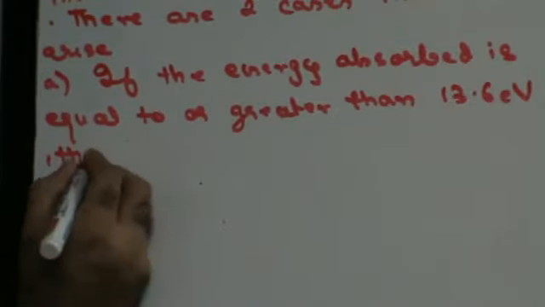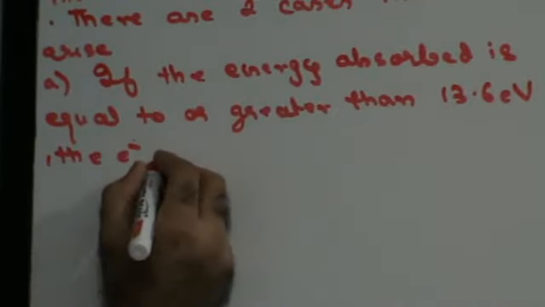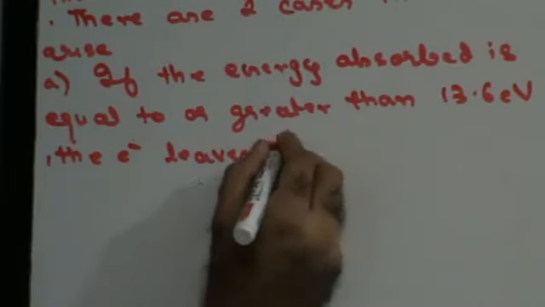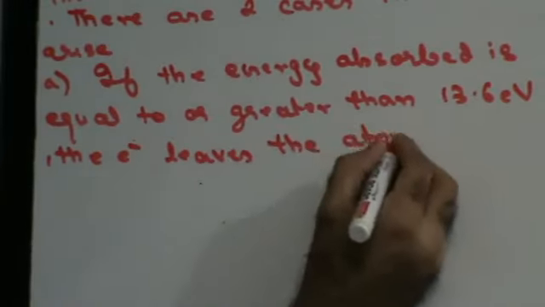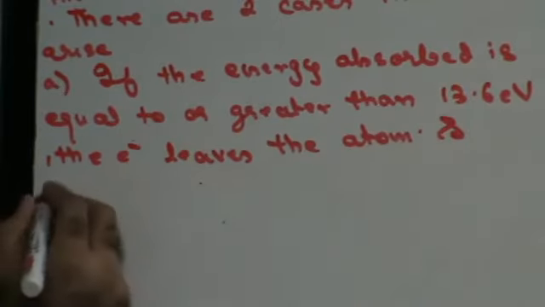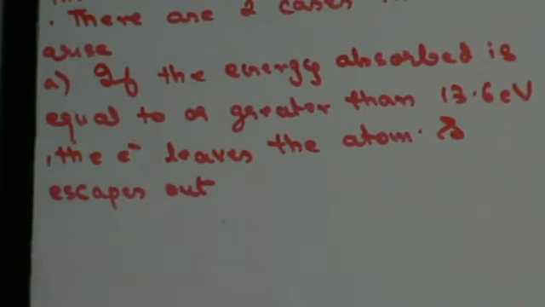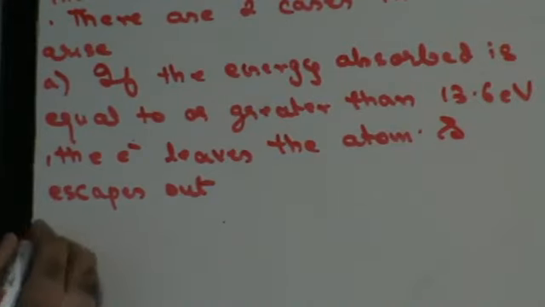the electron leaves the atom and escapes out. Why escapes out? Because in the case of hydrogen atom there is only one orbit, right? Now this is if it is greater than or equal to 13.6 electron volts.